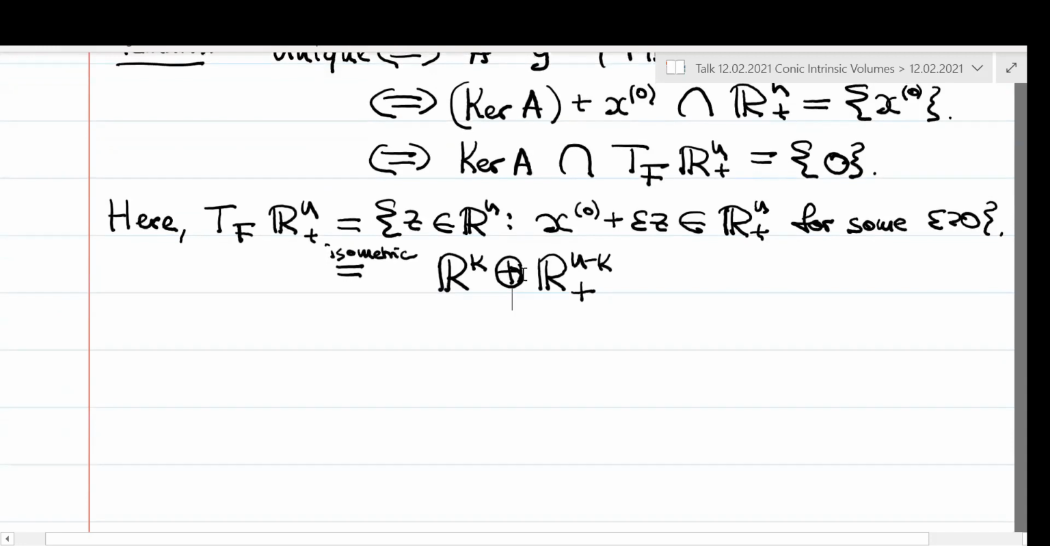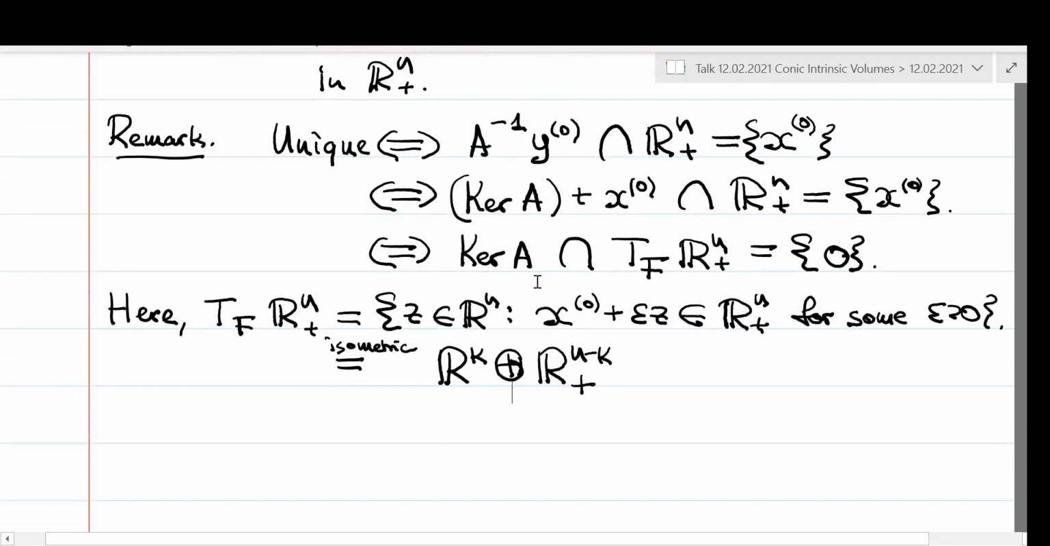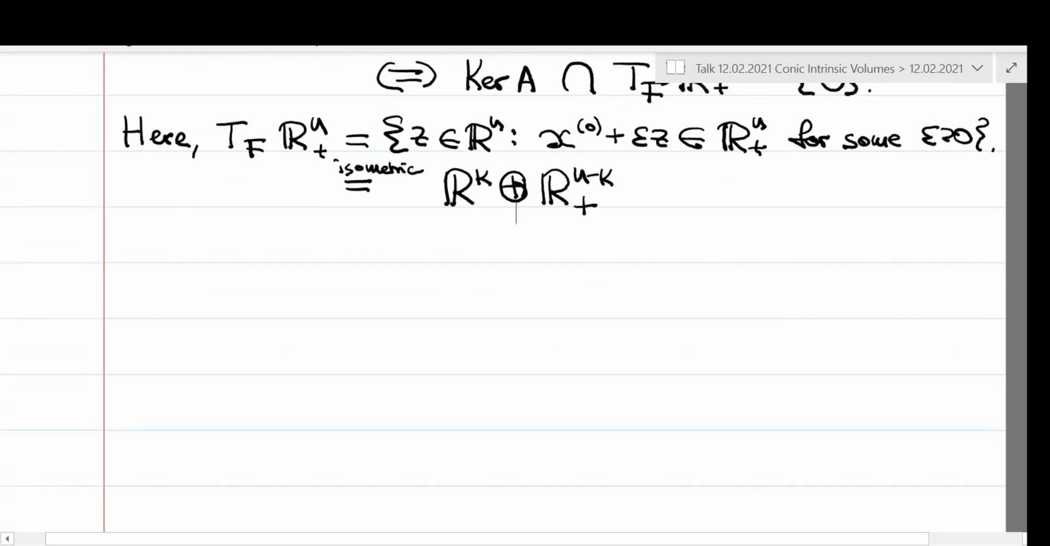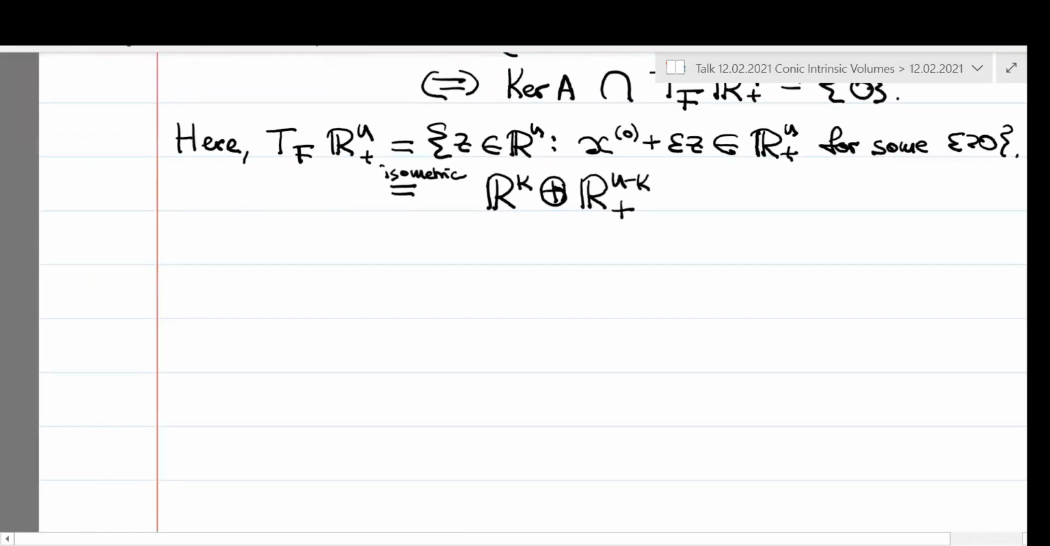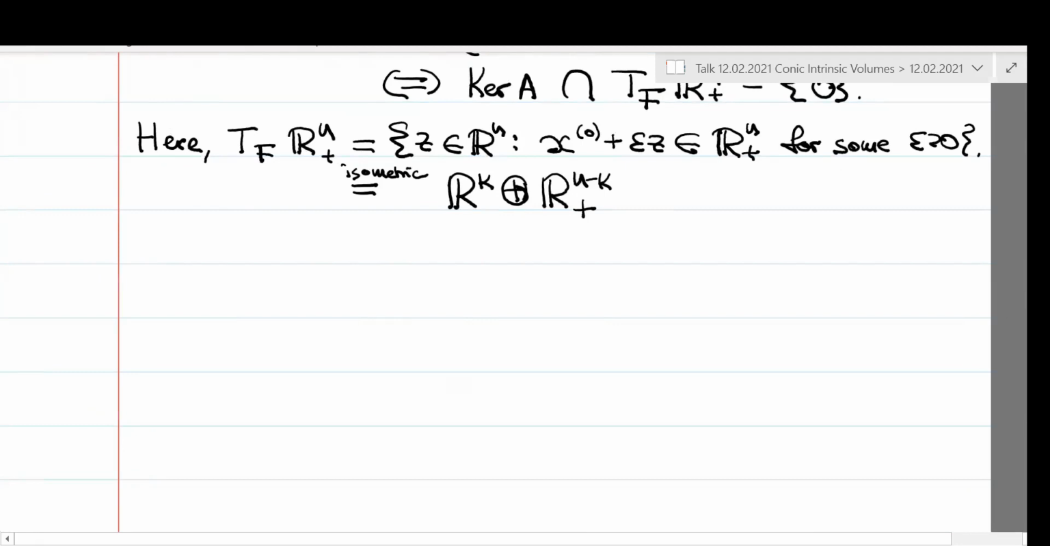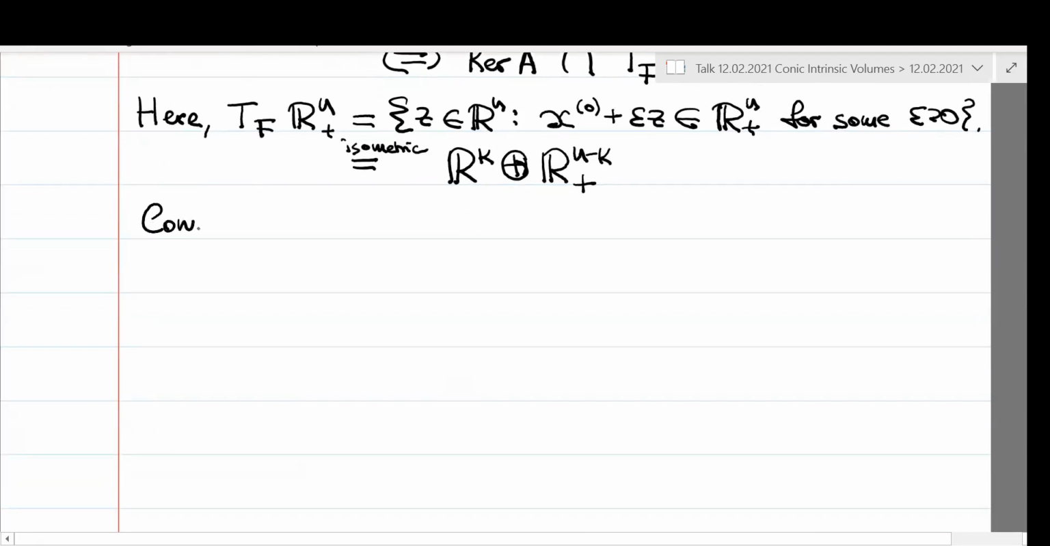And now our question is the following one. We have a matrix A, and this matrix has a kernel. The question is whether this kernel intersects this cone or not, or more precisely, whether it intersects it non-trivially. And this is a very special setting of what can be studied using conic intrinsic volumes. So let me define the conic intrinsic volumes.